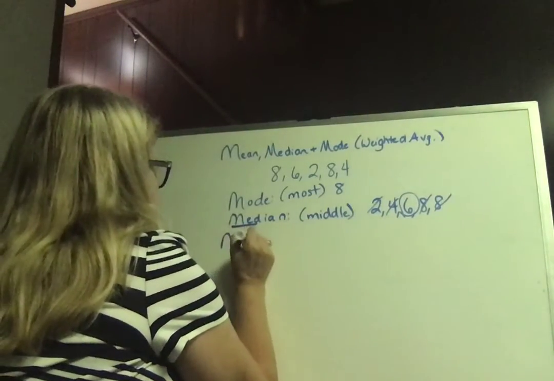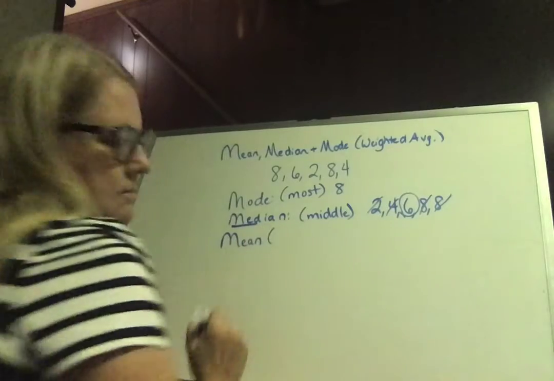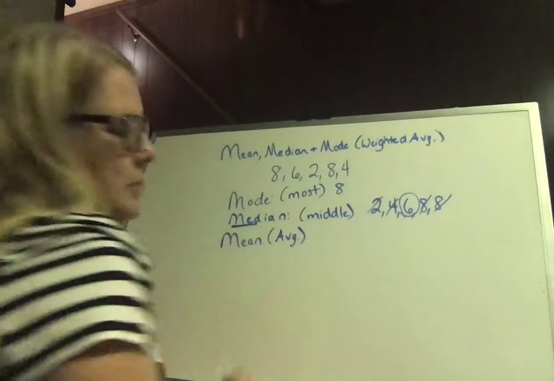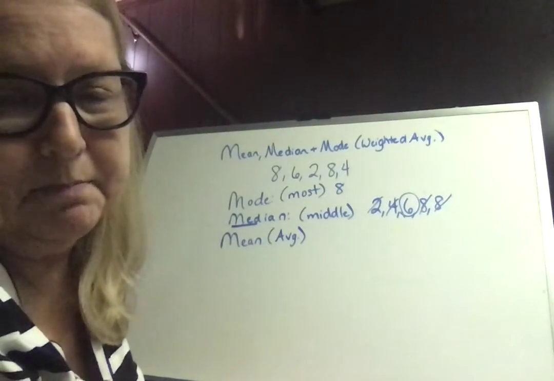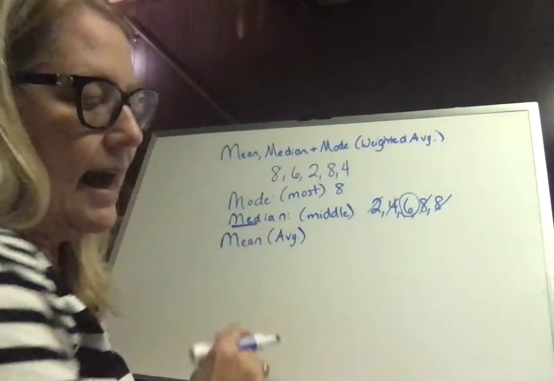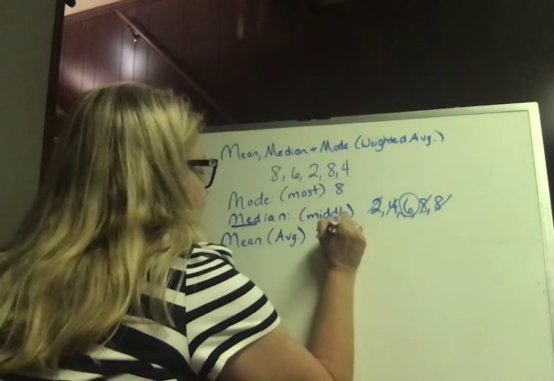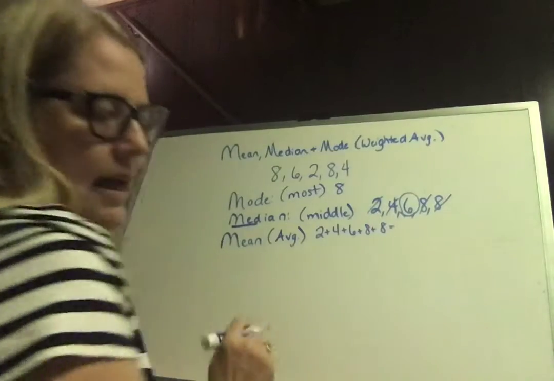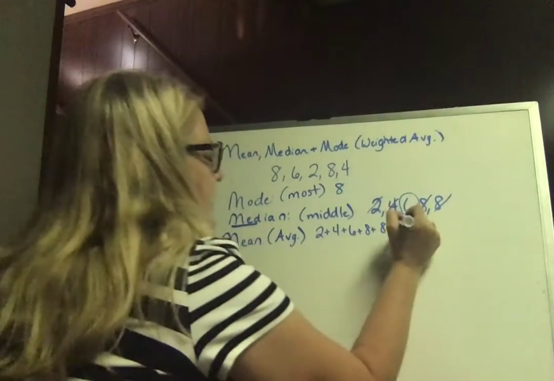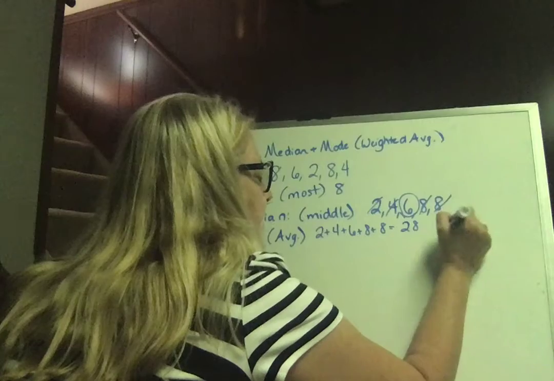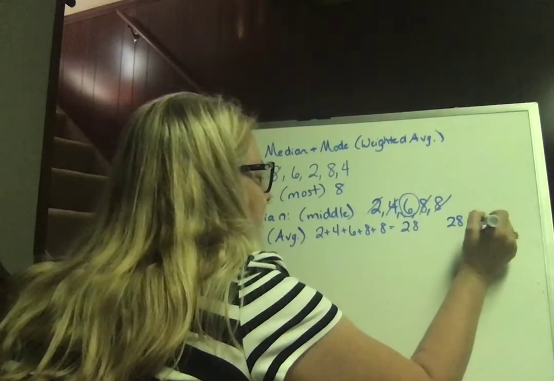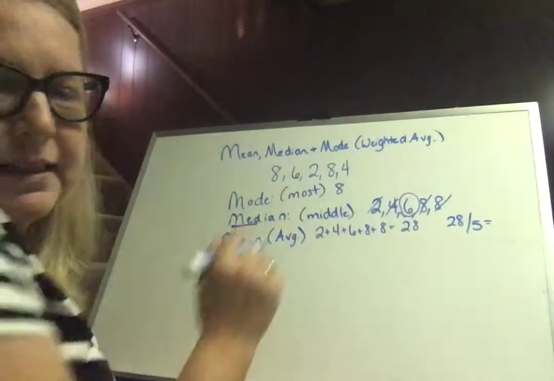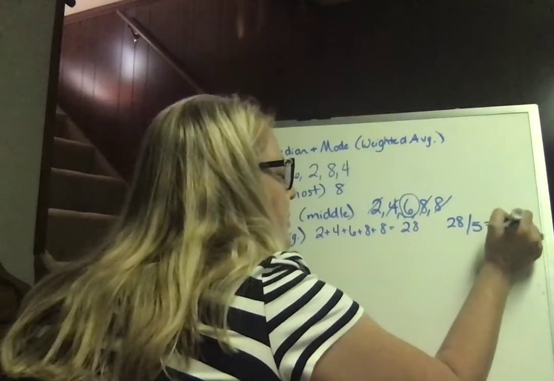And mean. Mean is your average. Do you remember how to find the mean? Average? Add up all the numbers: 2 plus 4 plus 6 plus 8 plus 8, and you get 28. Then take the 28 and divide by how many numbers there are. 28 divided by 5 gives you 5.6.